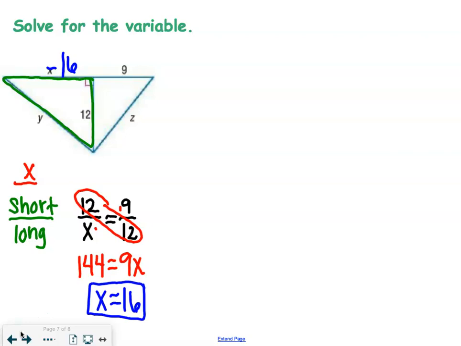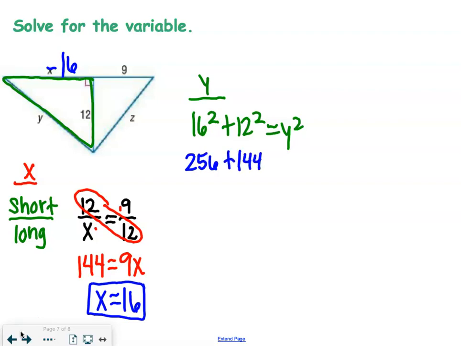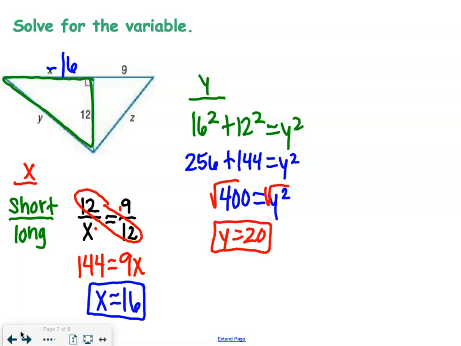Y is our hypotenuse of that right triangle, so it's just easy Pythagorean theorem. So 16 squared plus 12 squared equals Y squared. 16 squared is 256 plus 144, which is 12 squared. If I add those together, we're going to get 400. Hey folks, we're getting another nice number here because the square root of 400 is 20. Woo. We like that.